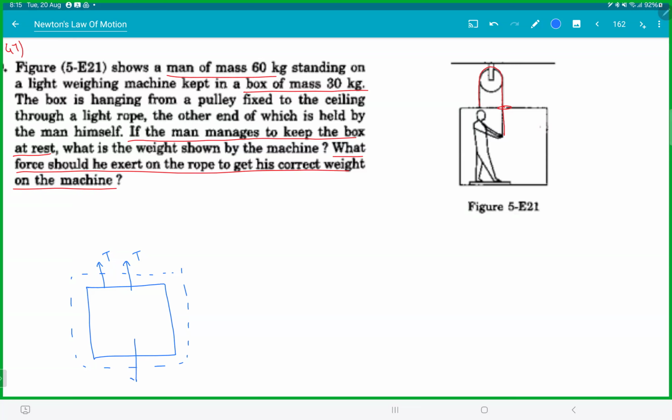And what is the total weight? Total weight will be 60 plus 30, 900. So tension will be 450 newtons. Now, if you take the FBD of the man, what are the forces? String is pulling up, his own weight is pushing him down, that is 600. And this is a normal reaction. The normal reaction would be 150 newtons. Therefore, the reading would be 150 by g, 15 kgs.